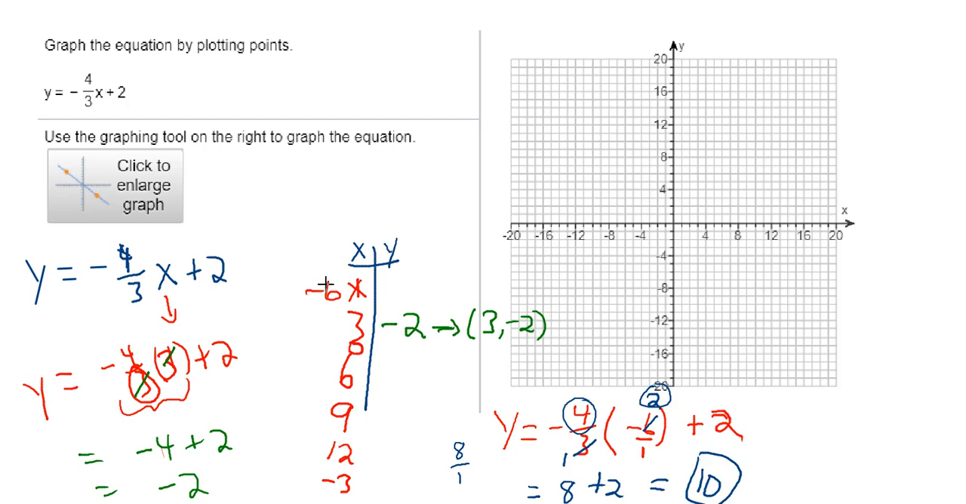Right, so if we want x to be -6, then y is going to have to equal 10, which gives me the ordered pair -6, 10. If it'll let me write it.